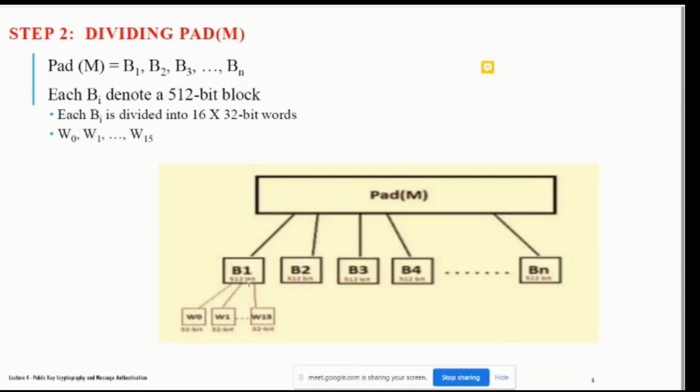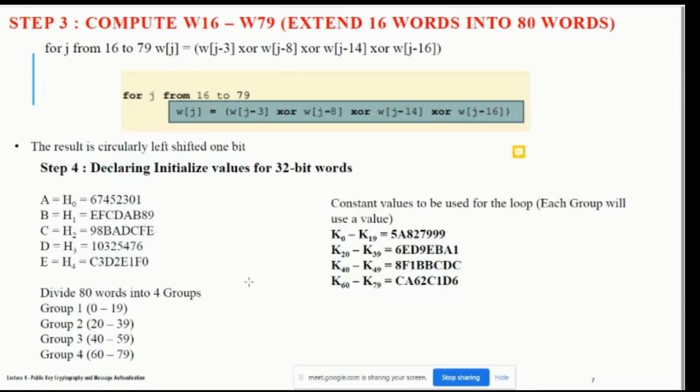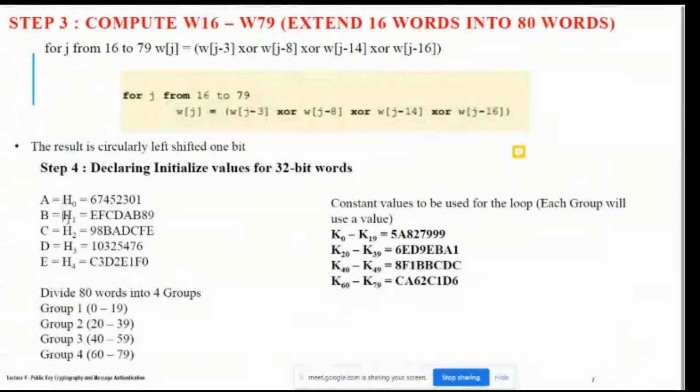Now, the next step is step number 4. What does step number 4 mean? Declaring some initial values. These initial values are not given by me. It is given by the SHA1 algorithm. They are giving some initial values, H0, H1, H2, H3, H4. You don't need to memorize these values. These are all the initial values given by this algorithm.